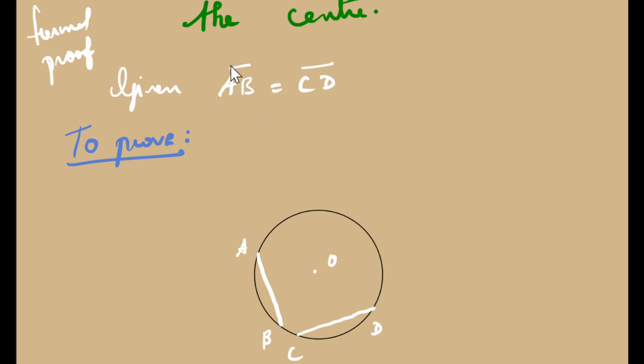In order to prove, we'll have to see how the angles are made. So let us connect the ends of the chord to the center. So OA and OB. This forms a complete triangle AOB, and similarly join OC and OD. So we have a second triangle here, COD. We'll have to prove that the angles subtended at the center by these two chords are equal. That is, we'll have to prove angle AOB is equal to angle COD. So let's begin.